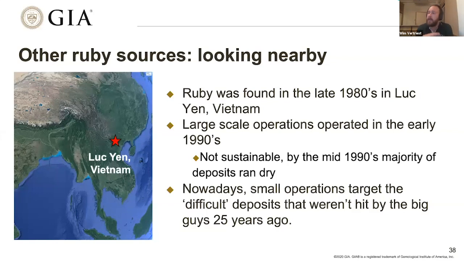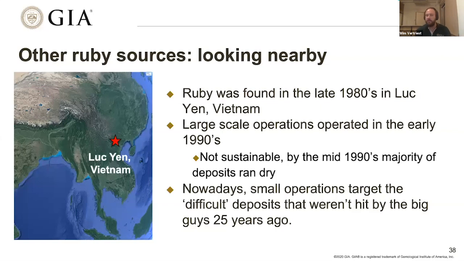However, that didn't mean that ruby mining stopped. Nowadays, you can still see a lot of small operations that target the more difficult deposits that weren't hit by those big mines 25 years ago. So in the valleys, a lot of the gemstones are gone. But if you go up in the hills, in the little narrow valleys, where it is very easy to mine with a few guys and a very simple setup, you can still get a lot of rubies. But those big valley-wide deposits, you can't really mine them.